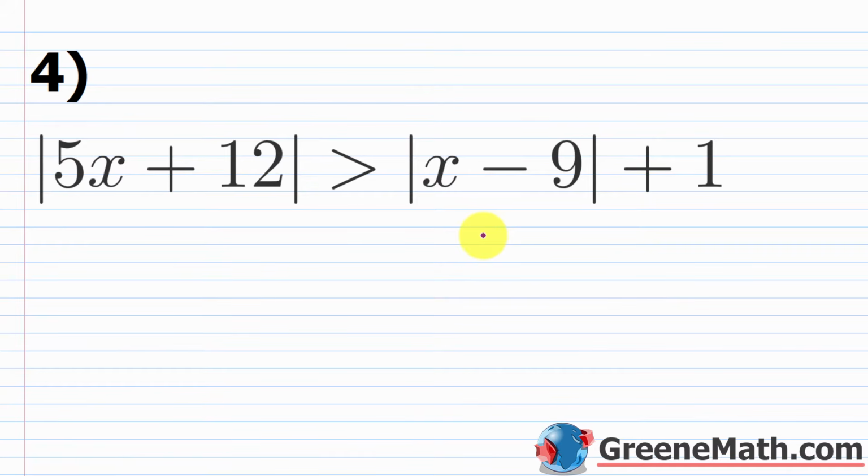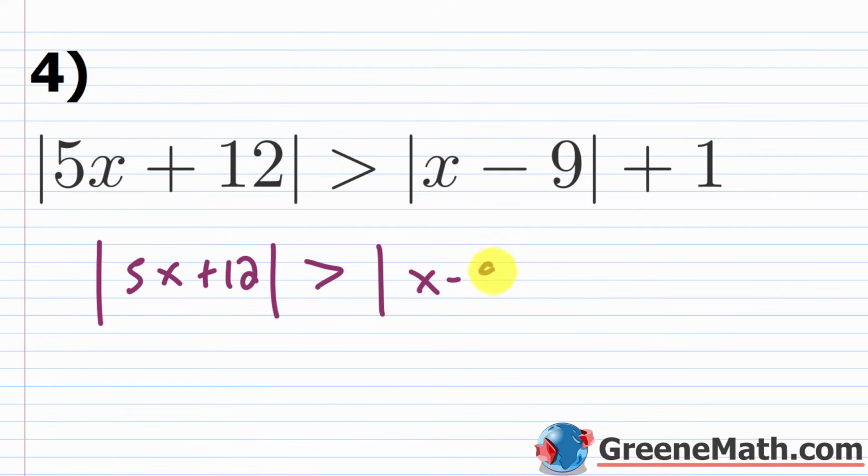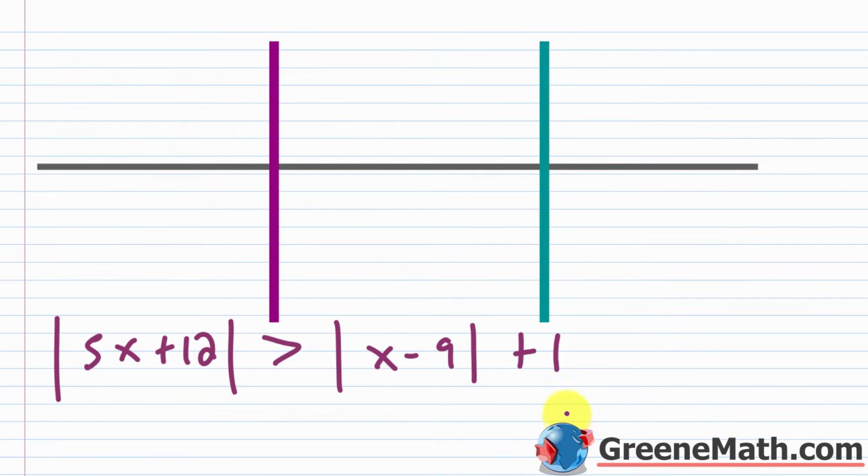All right, let's take a look at problem number 4 now. So we have the absolute value of 5x plus 12 is greater than the absolute value of x minus 9, then plus 1. All right, let me copy this. So again, we're back to having two absolute value operations. So I've got to set this equal to 0 and solve, and set this equal to 0 and solve.